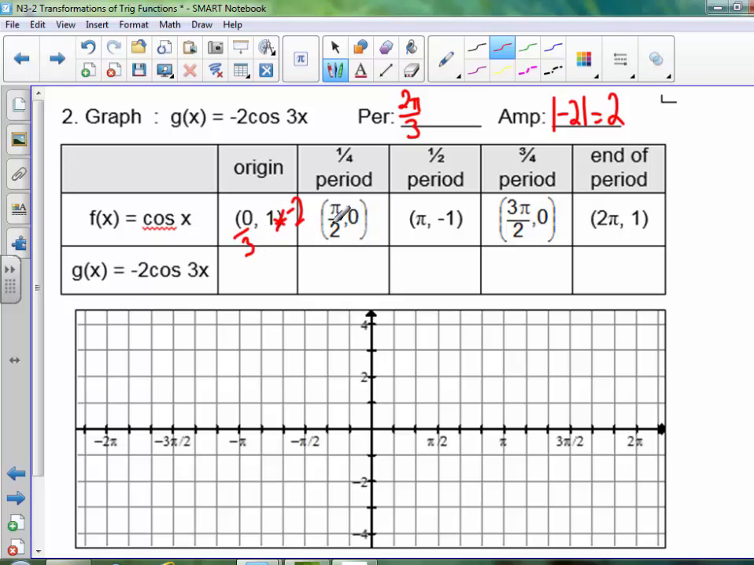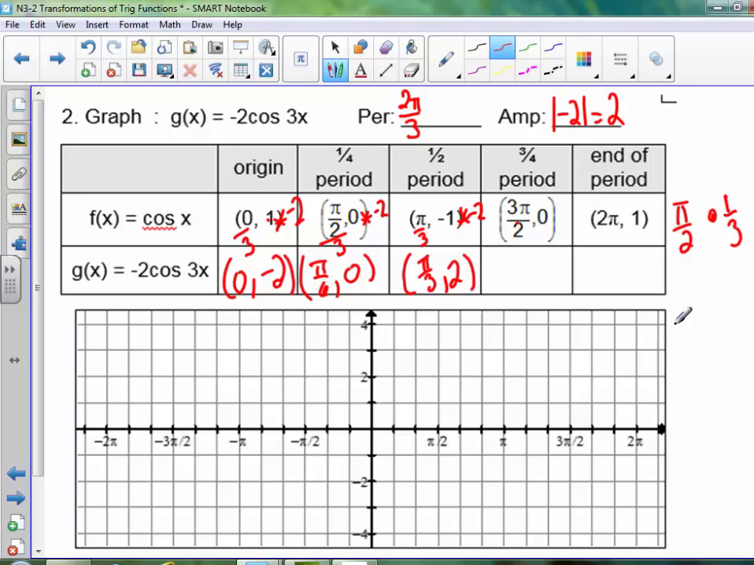Okay. All right. So as we go across, 0 divided by 3 is 0. 1 times negative 2 is negative 2. Division by 3. So I'm just going to come out to the side. Pi over 2 divided by 3 is the same thing as pi over 2 times 1/3. So I get pi over 6. And then 0 times negative 2 is 0. Pi divided by 3, it's pi over 3, times negative 2 is positive 2.